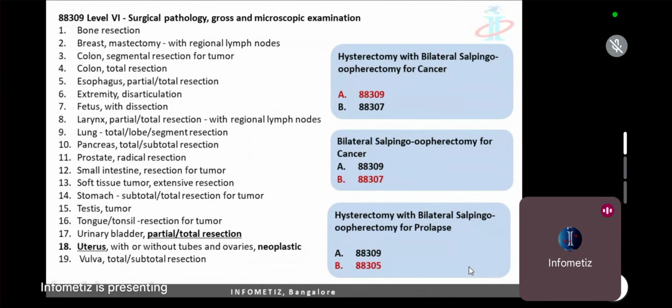See the first question: hysterectomy with bilateral salpingo-oophorectomy for cancer. Check 88309 and 307 both, and then decide what is the difference between these two codes. Do we have removal of uterus in 307 also?